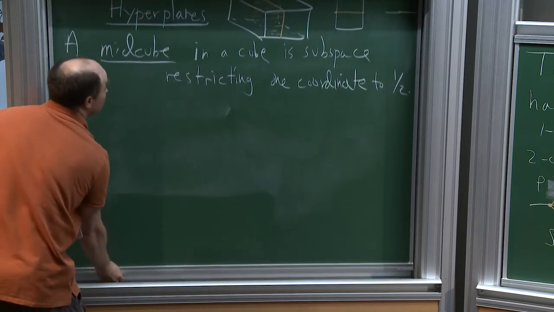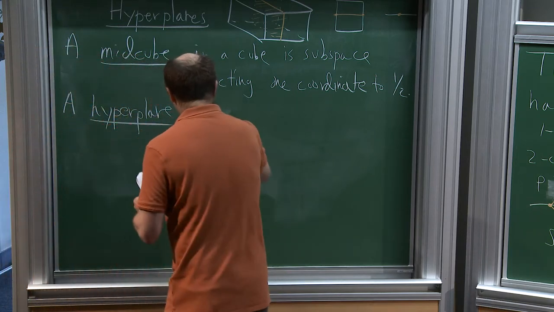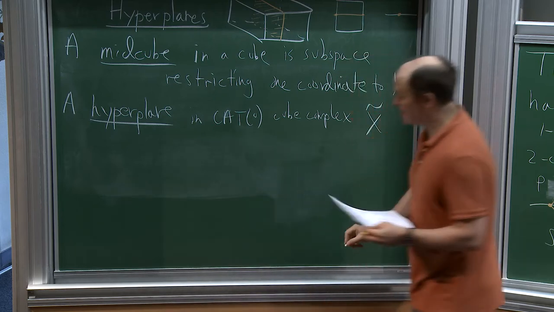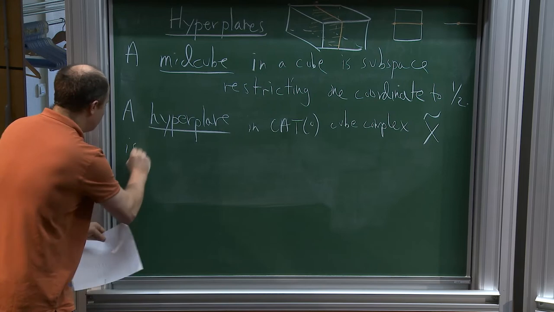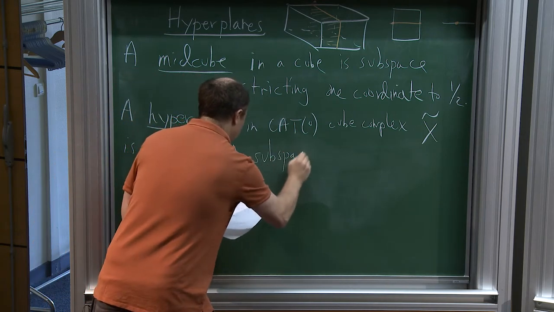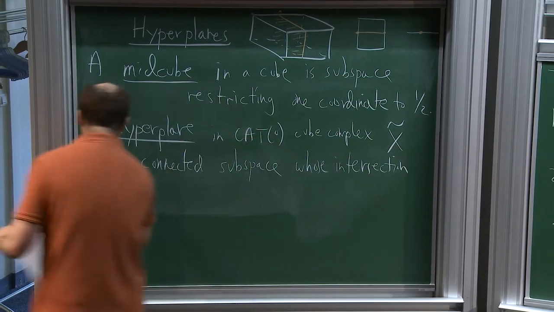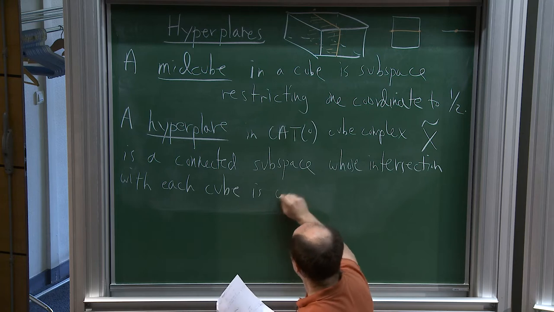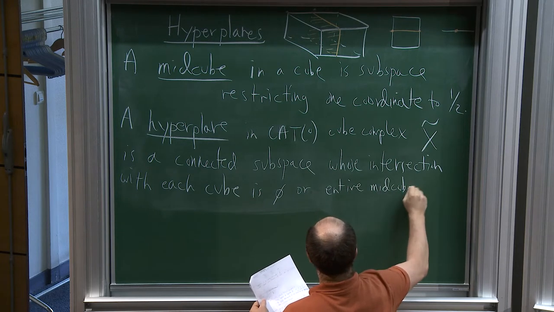A hyperplane in a CAT(0) cube complex, which I will call X tilde to remind you that it's a simply connected, non-positively curved cube complex, is a subspace which is built from mid-cubes in the following way. It's a connected subspace whose intersection with each cube is either empty or an entire mid-cube of that cube.